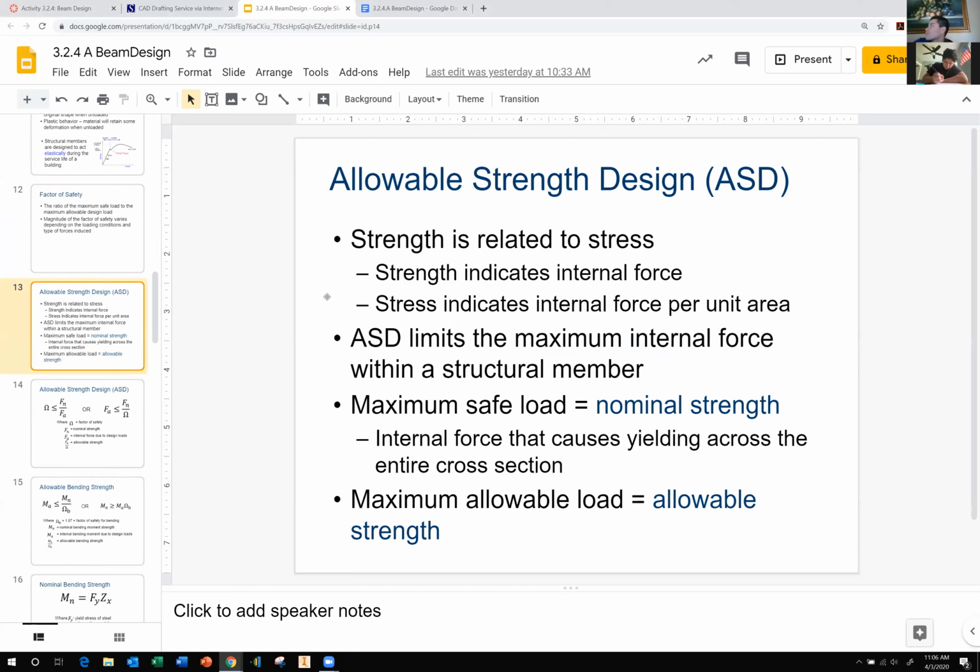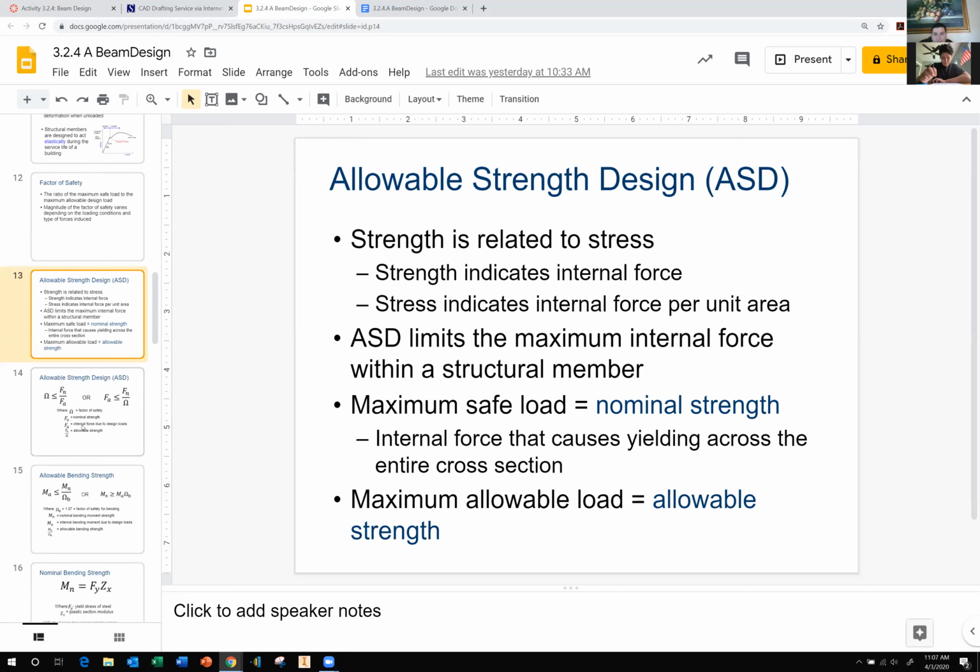ASD, again, is one of two methods that are used in structural engineering to determine what the size of your beam has to be. It's a process, kind of like a school of thought, in terms of if you make these steps, you can select a beam. ASD is used for steel, LRFD is used for concrete, and then both are used interchangeably for wood.